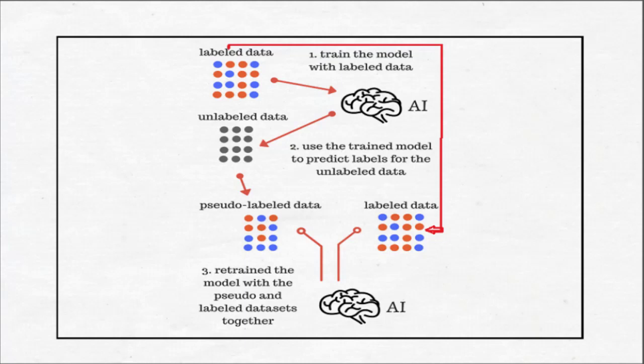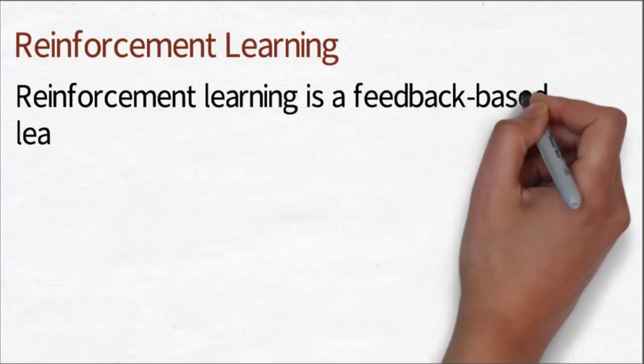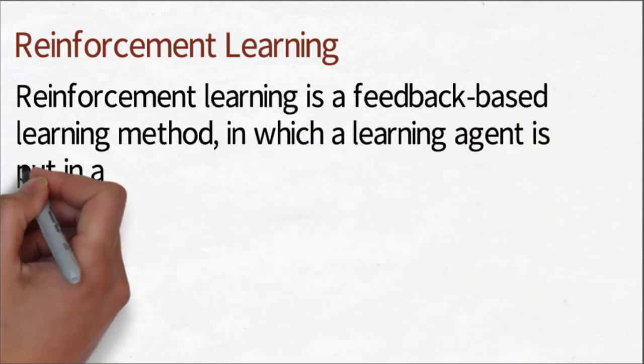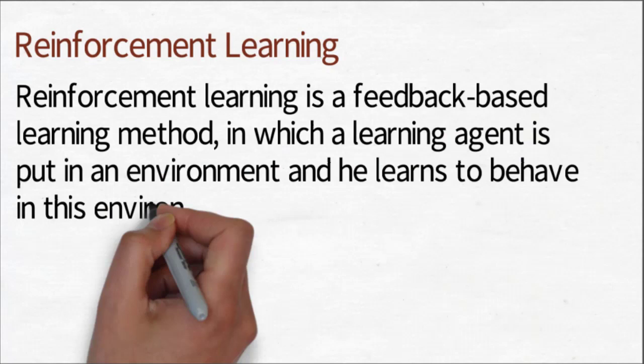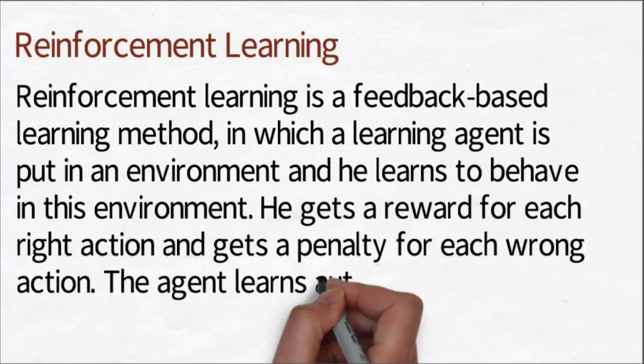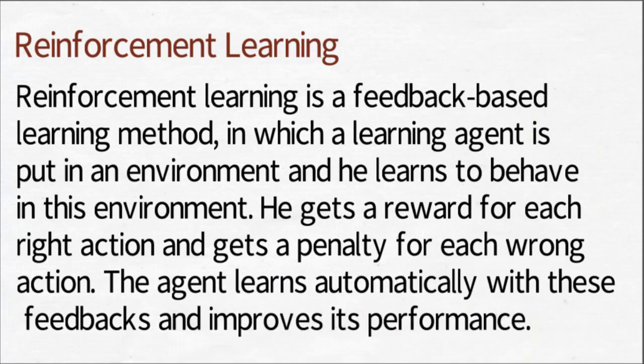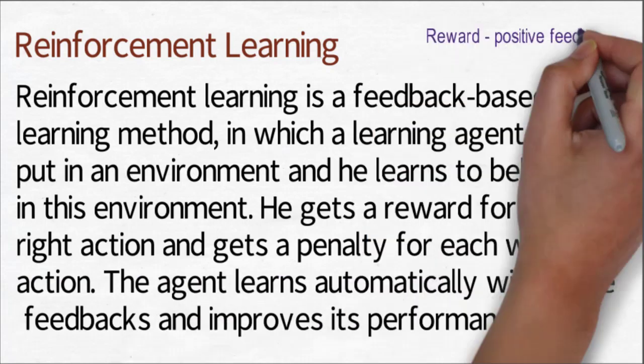Reinforcement learning is a feedback-based learning method in which a learning agent is put in an environment and it learns to behave in this environment. It gets a reward for each right action and gets a penalty for each wrong action. The agent learns automatically with these feedbacks and improves its performance.